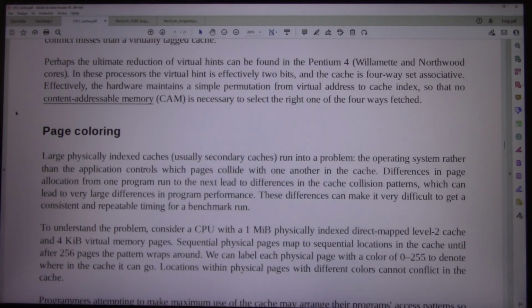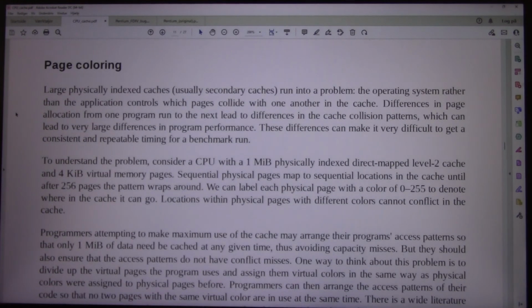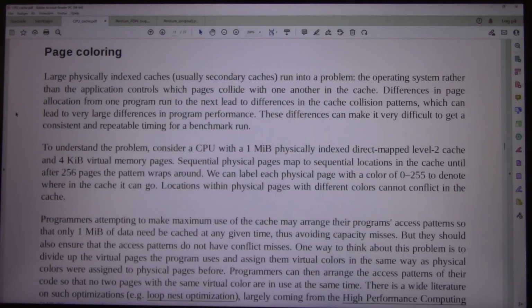Page coloring. Large physically indexed caches, usually secondary caches, run into a problem. The operating system rather than the application controls which pages collide with one another in the cache. Differences in page allocation from one program run to the next lead to differences in the cache collision patterns, which can lead to very large differences in program performance. These differences can make it very difficult to get a consistent and repeatable timing for a benchmark run.